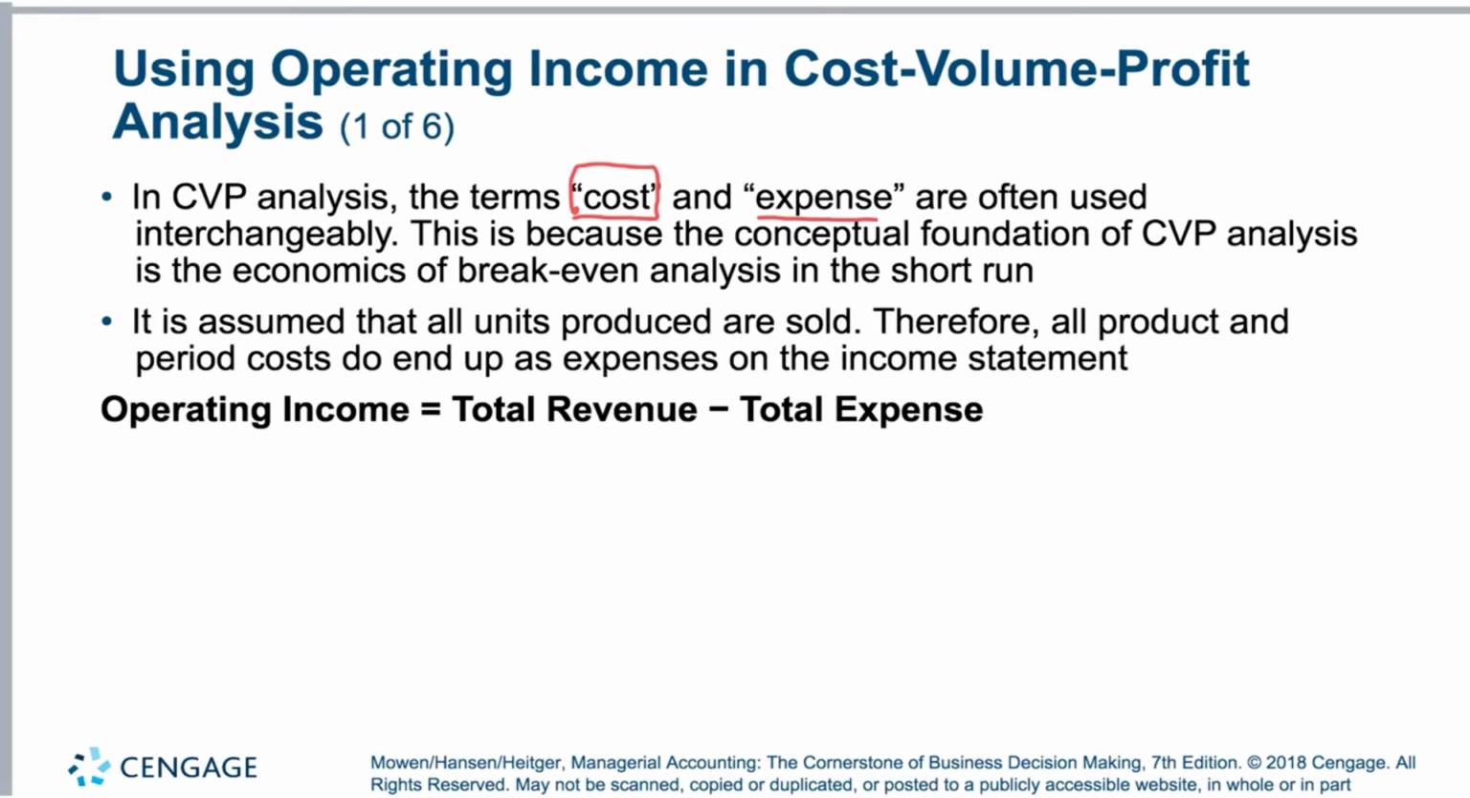What we have to assume here is that all units that are produced are sold. Right, so this is not necessarily a realistic assumption, but in order to do this analysis, that's what we're doing. And so our operating income is going to be equal to total revenue minus total expense, as always, and our expenses are our costs, right?